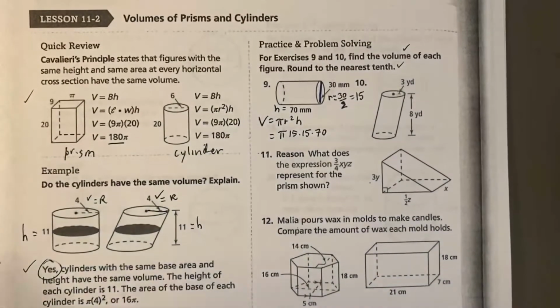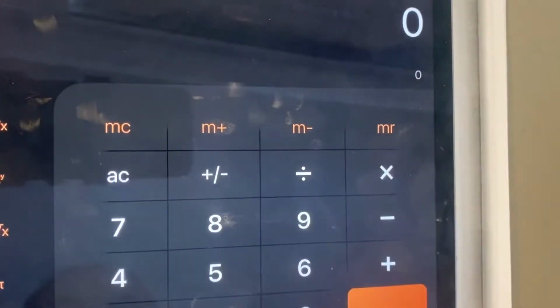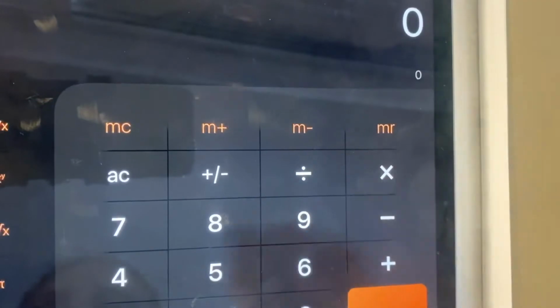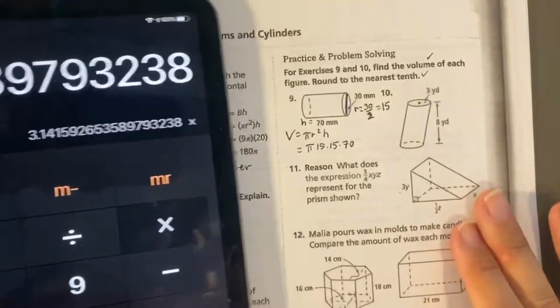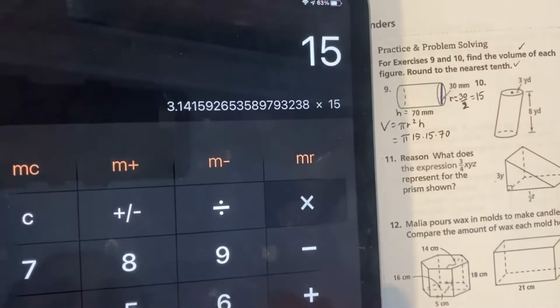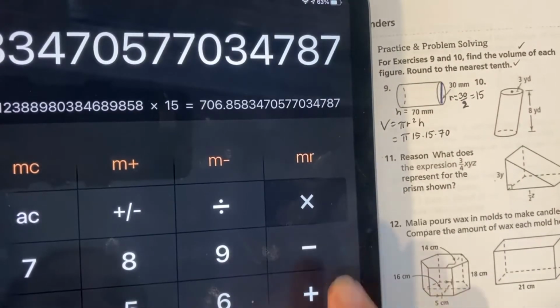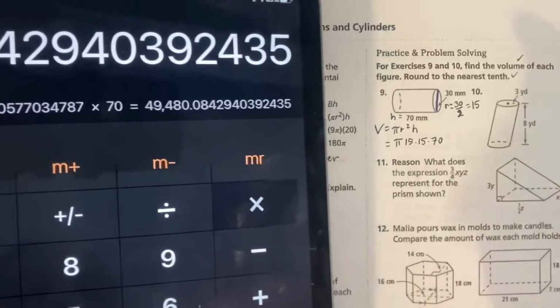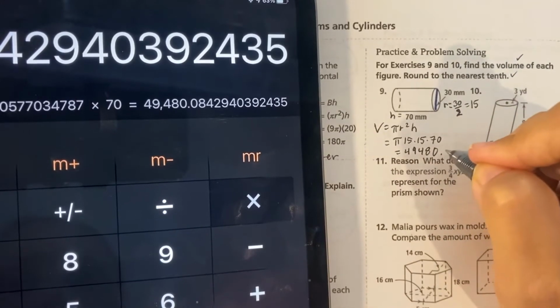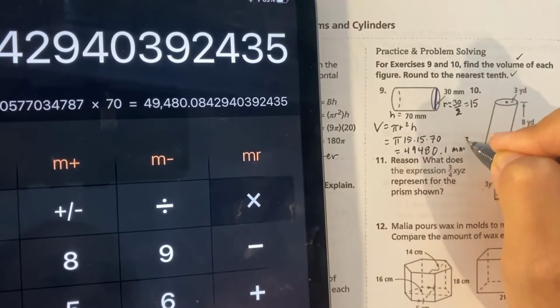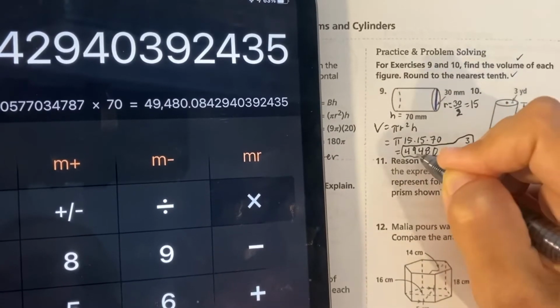Okay, so I'm just gonna pull out my calculator here. So pi times, what was the radius? Yeah, 15. 15 times 15 times 70. I get 49480.1 millimeters cubed. I said squared, but I meant cubed. Okay, there you go.